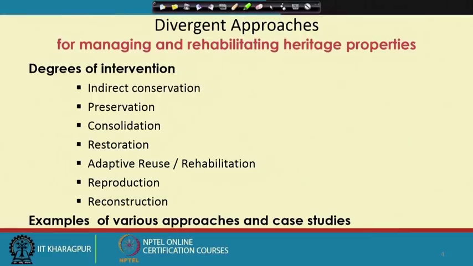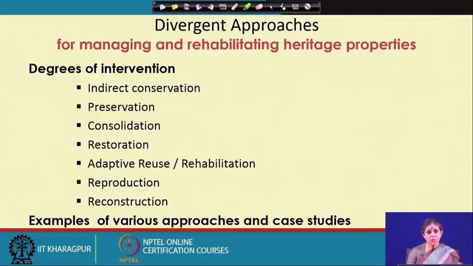So in this part of the lecture, I will talk about these different terminologies: conservation, preservation, consolidation, restoration, adaptive reuse, rehabilitation. How an old building which is no longer in use, should we demolish that, or do they have any sort of value in our present society, can we use them, can we recycle them, and if we do that, then how much can we change, how much alteration. All these are part of adaptive reuse and rehabilitation. And these also have to have some guidelines, and we'll talk about these guidelines and methodologies with various real life examples.